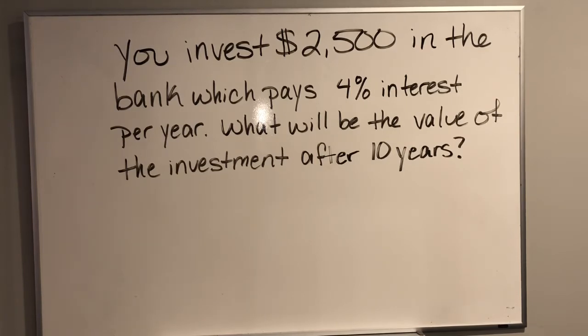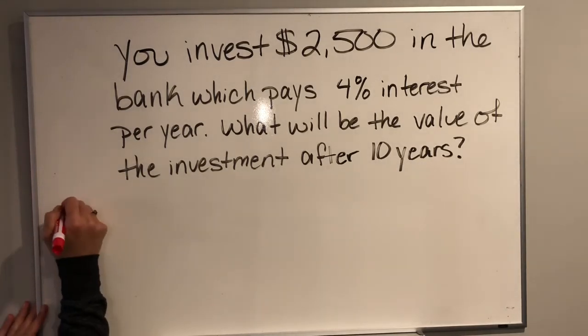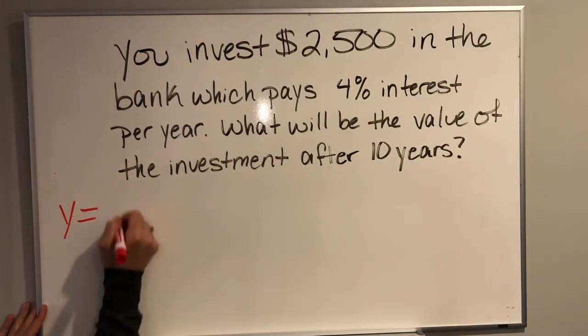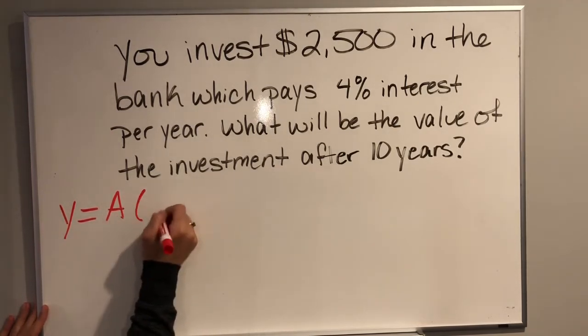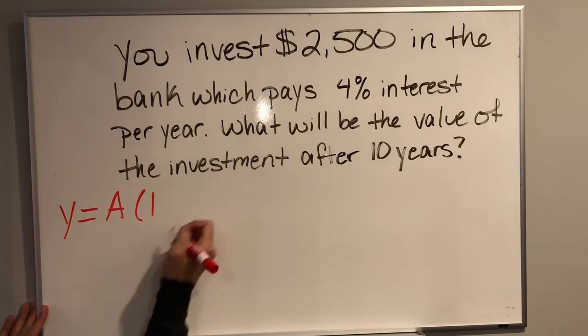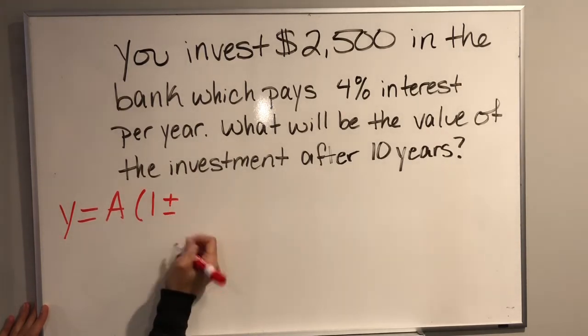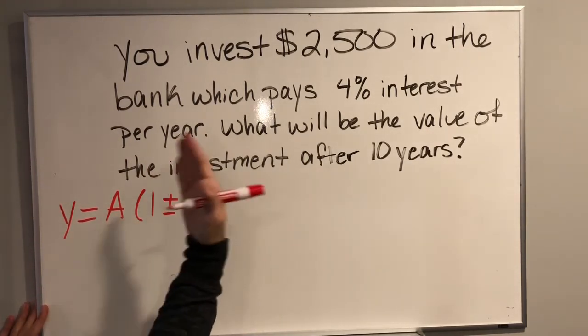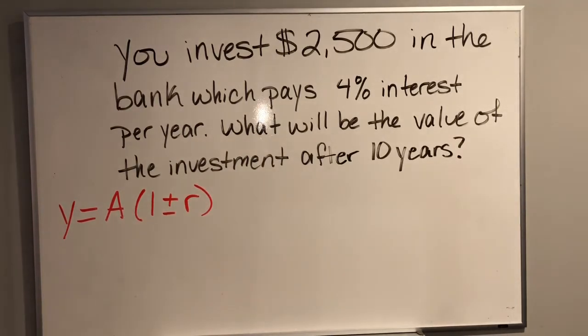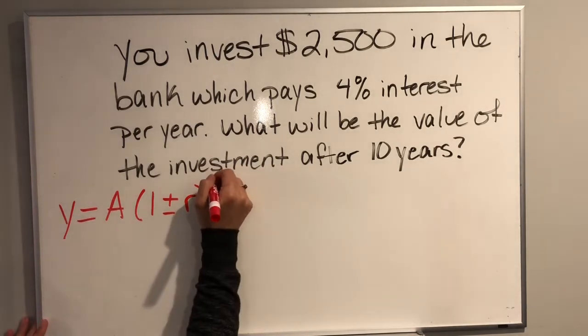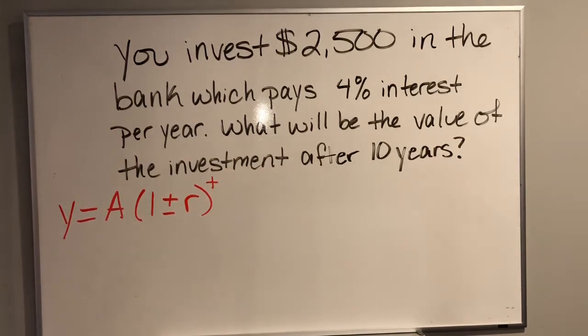Okay, so the first thing we have to think about is the different parts of an exponential growth and decay function. So we know that when we create a growth or decay, we're going to start with our A, which is our initial value. We're then going to do times 1 and then a plus or a minus sign, depending on if it's growth or decay. We'll then subtract or add that rate, and our exponent will be our time, how many years.